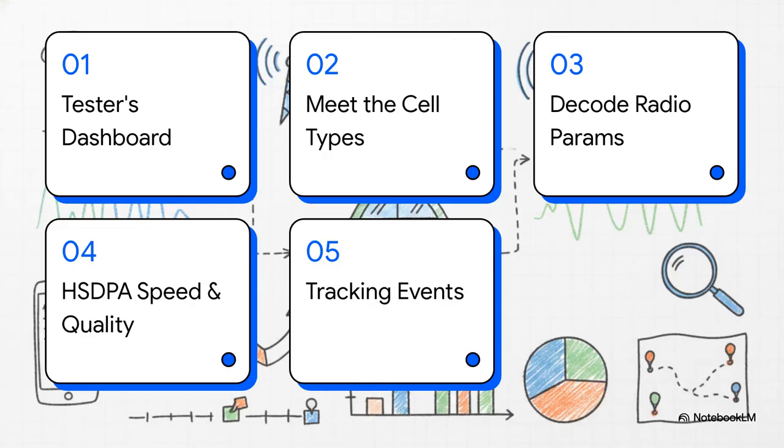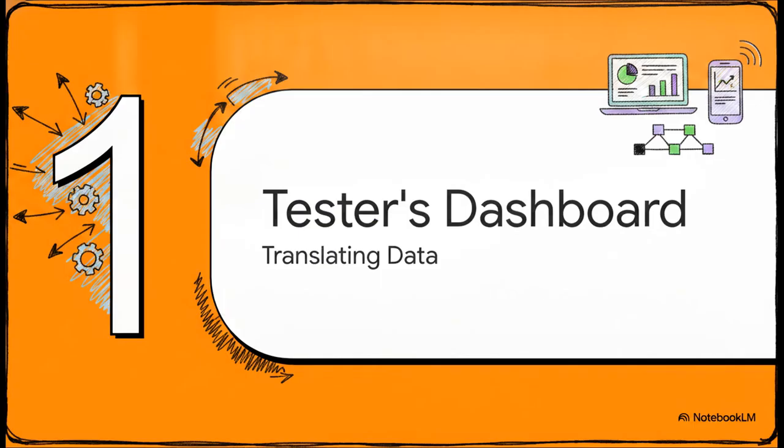So, here's our roadmap for today. 1. The drive tester's dashboard. 2. Meet the cell types. 3. Decoding radio parameters. 4. HSPDA, speed and quality. And finally, 5. Tracking the events window. All right, Section 1, the drive tester's dashboard.